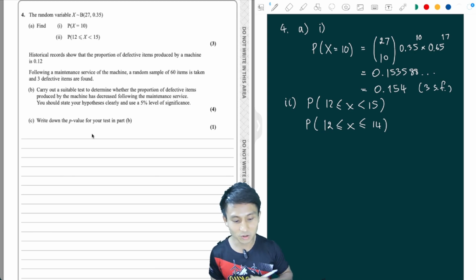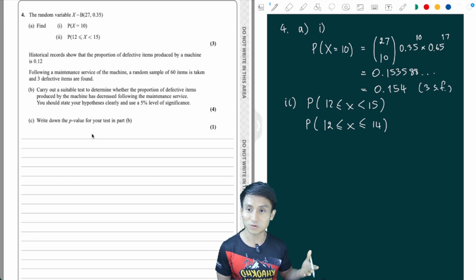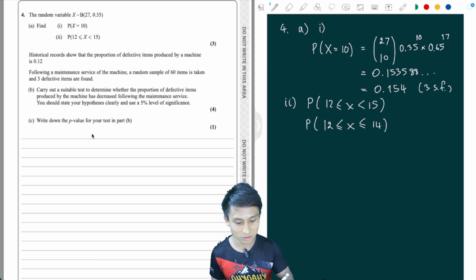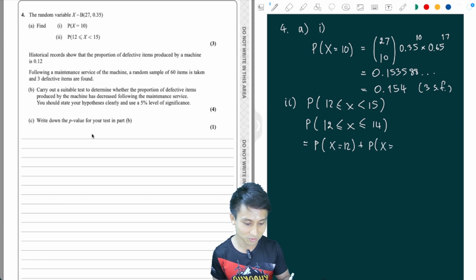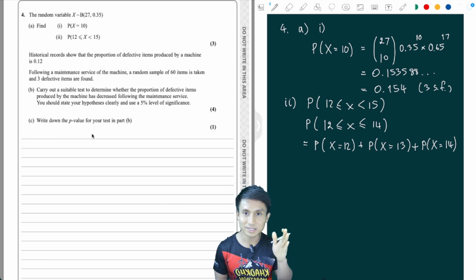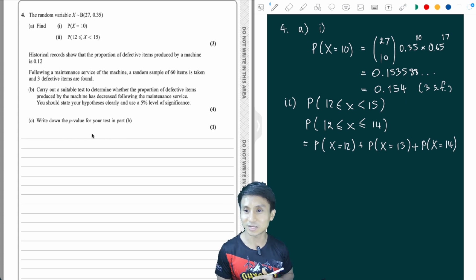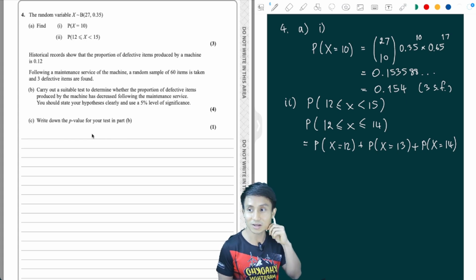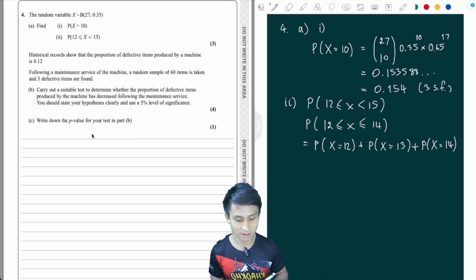Well, we know that it's a discrete distribution, so that will be equal to P of x equals 12 plus P of x equals 13 plus P of x equals 14. That's right. I'm gonna just calculate these separately, just in case, because I don't have a calculator that can do that, and that should be accurate. Okay, so it's gonna be just plugging each of them in the formula there.